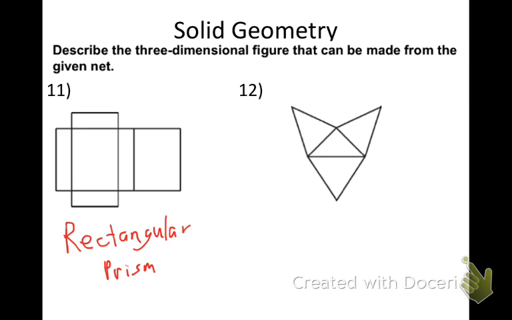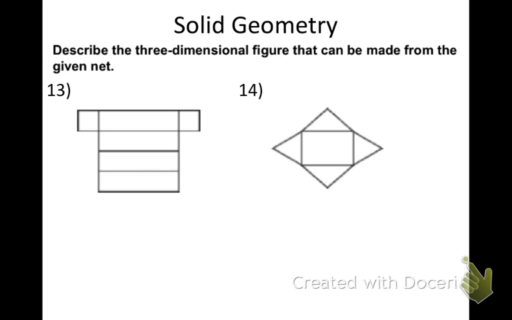And what about 12? Tom, what would 12 give me? Triangular pyramid. Nice job. And again, triangular pyramid because here's my base. So it's a triangular base. And then they're forming up to a single point, making it a pyramid.